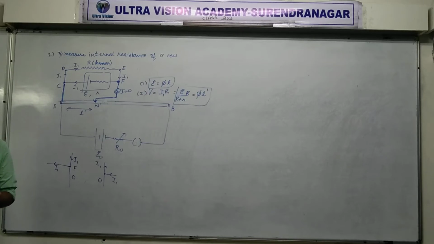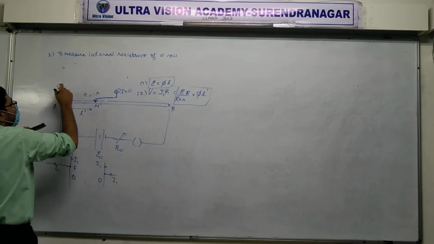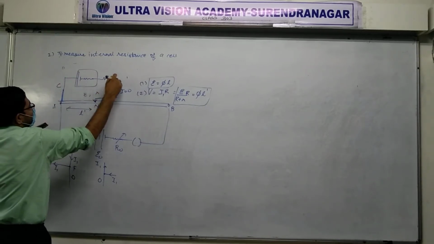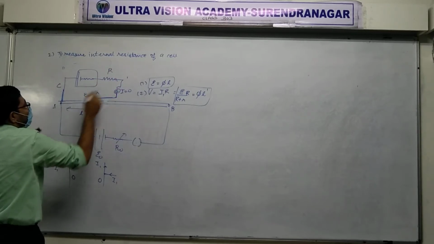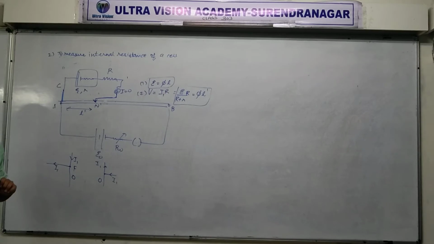Suppose, instead of connecting R in parallel, we connect this capital R in series. So obviously, with such a circuit, where would the current flow from?